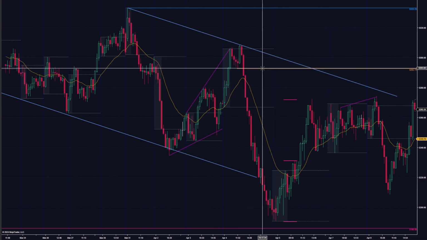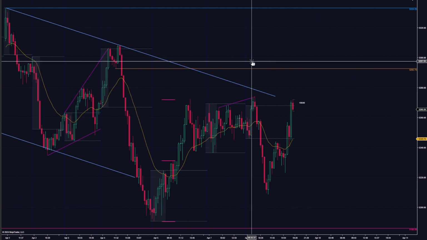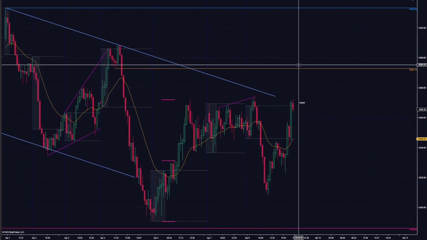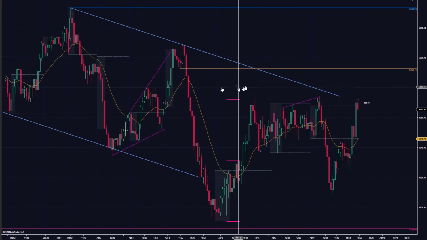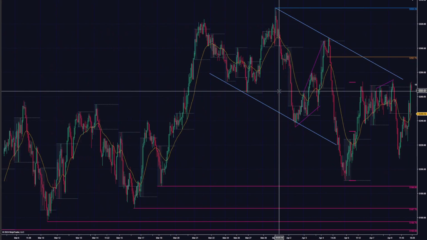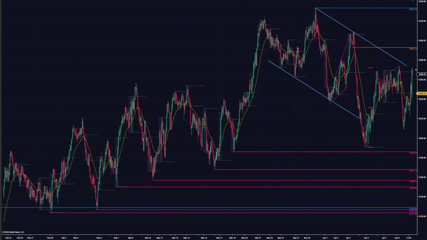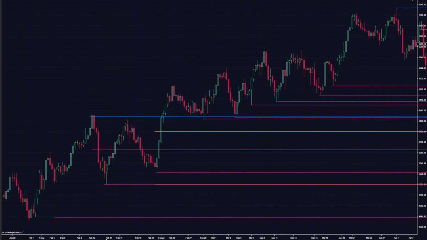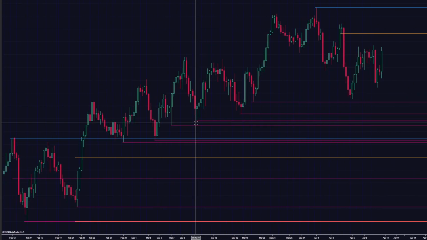Where I have an orange line, that's an open gap. So price is yet to fill this gap, and that's where we're headed to right now. So basically, just to have a bit of context, what's been going on. So we've been in a bull trend.